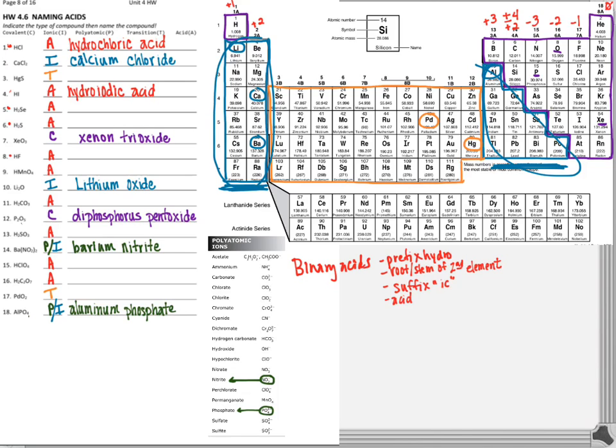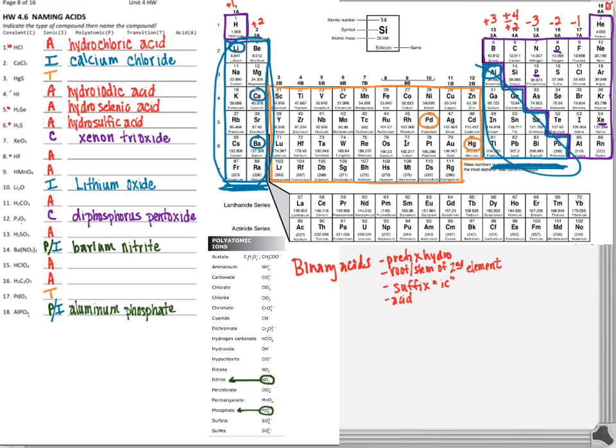Number 2 is hydro again. Selenium is my element in this case, so it's going to become selenic, and I'm going to end it with acid. My next one is H2S. Again, my prefix is hydro. Sulfur, so it's going to be sulfic, I believe, acid. If you put hydrosulfuric, I'm not going to deduct.